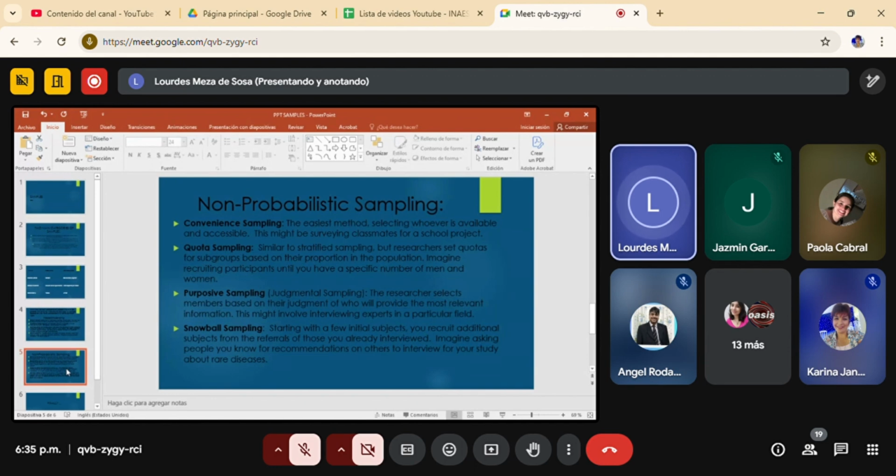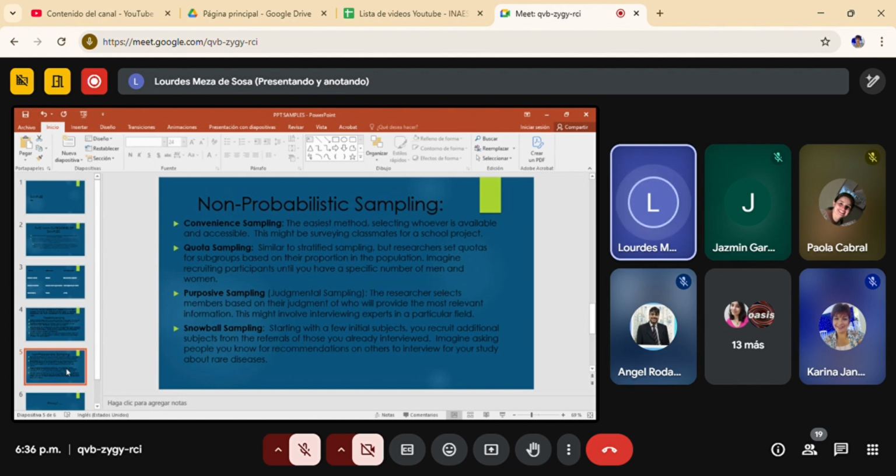The purposive sampling, which is also called judgmental sampling, the researcher selects members based on their judgment of who will provide the most relevant information. This might involve interviewing experts in a particular field or elders who have more experience in certain communities, for example, right? I am doing a purposive sampling, right? I am choosing the people who will provide more information to me, and make sure that information is suitable and relevant.